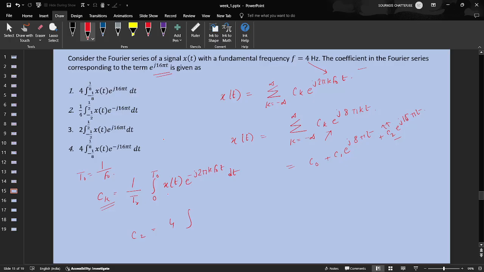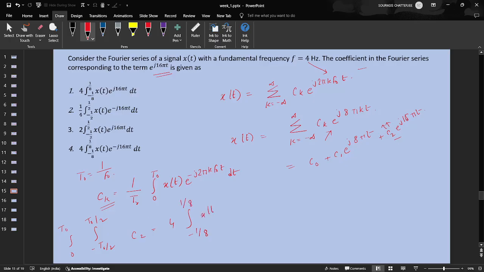The integration range can be 0 to T0, or it can be minus T0 by 2 up to T0 by 2. As long as the interval is T0, it's fine, whichever interval we consider. So we'll have the value of T0 as 1 over 4, so T0 by 2 is 1 by 8, and the limits are minus 1 by 8 to 1 by 8.